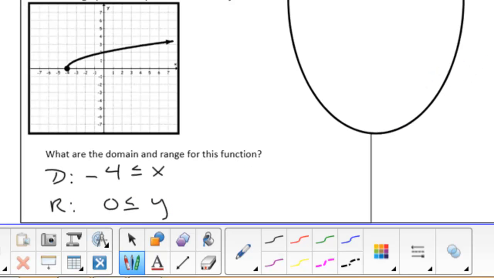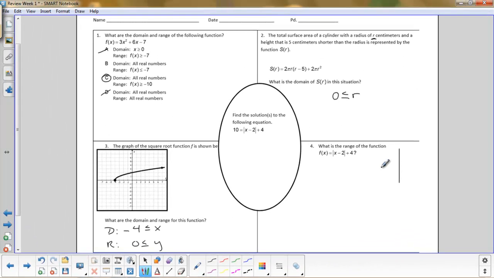What is the range for this function? Well, we go back to our transformations to see how that happened. We know that the vertex of this thing is at 2, 4, and it's a V shape in an upward direction because there is no reflection. Therefore, the bottom of this graph is at 4, so the range is 4 is less than or equal to y.